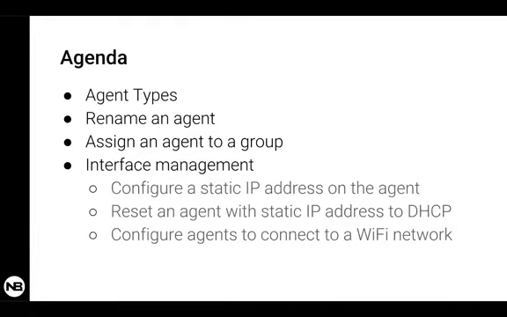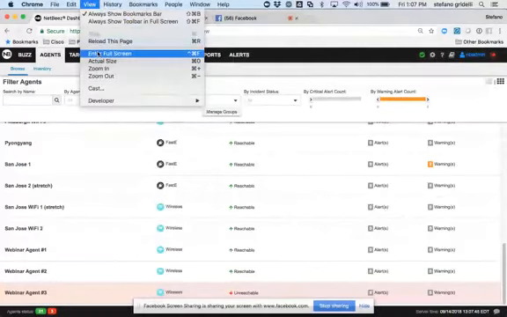We'll show you how you can rename an agent, how you can assign an agent to a group, and then also the interface management. Such as, for example, configure a static IP address on the agent, reset an agent with the static IP address to DHCP, and then configure agents to connect to a Wi-Fi network. So let me jump to the NetBeez dashboard and show you full screen.